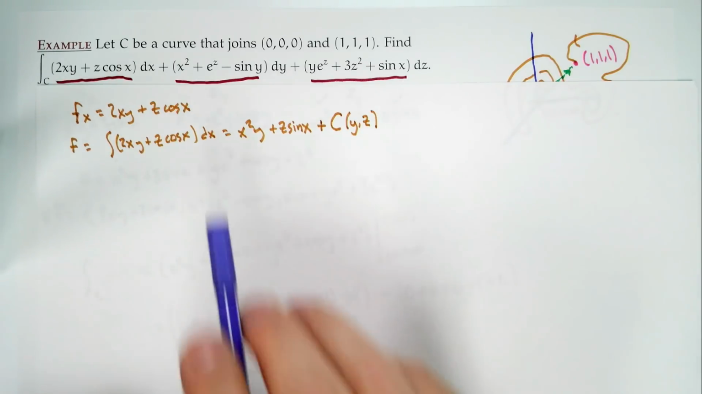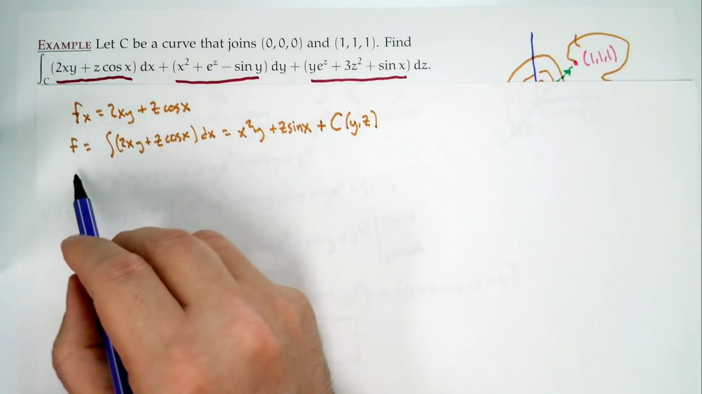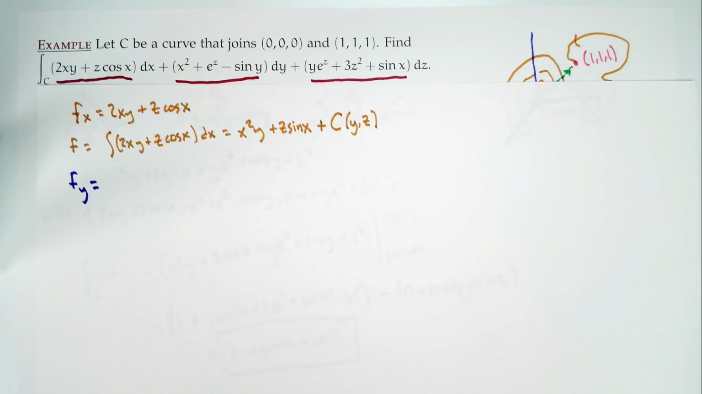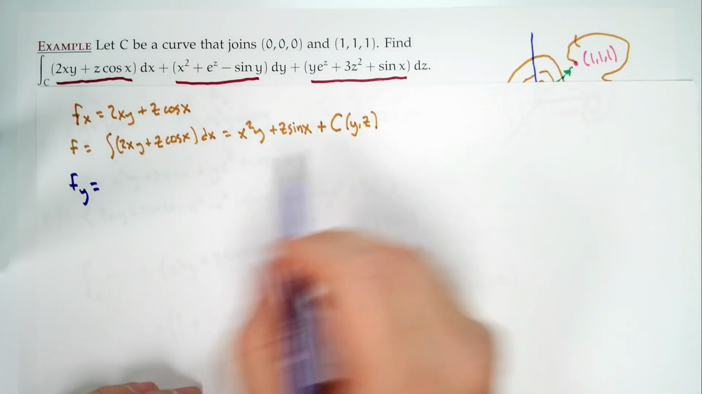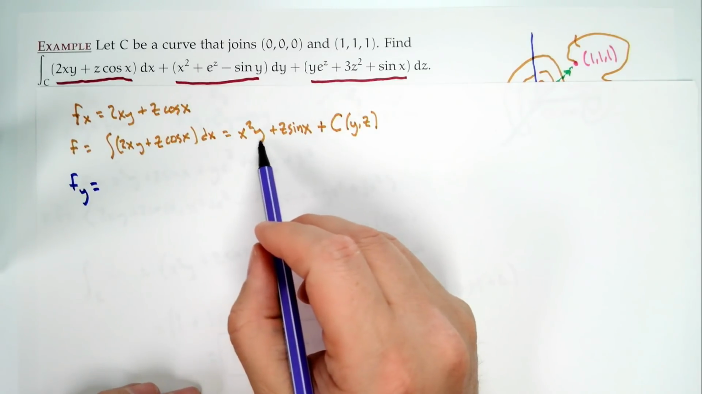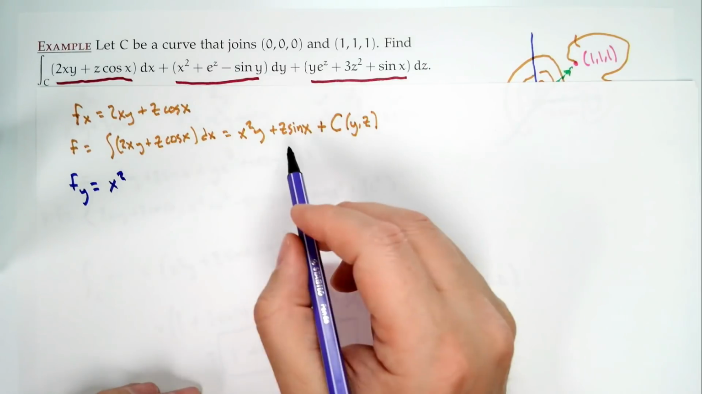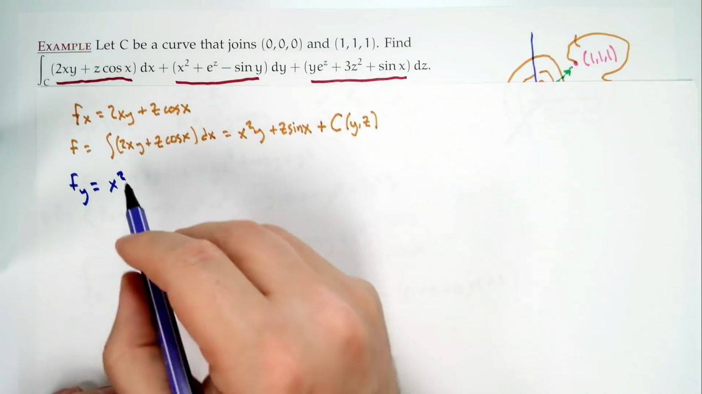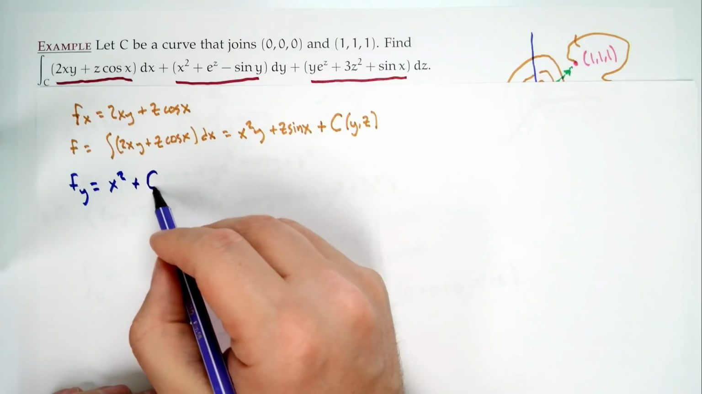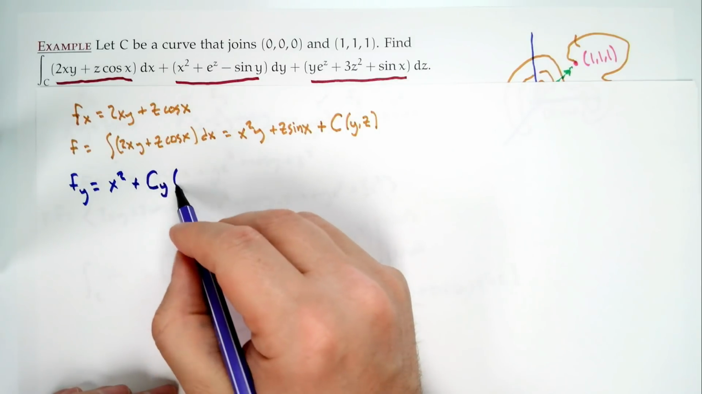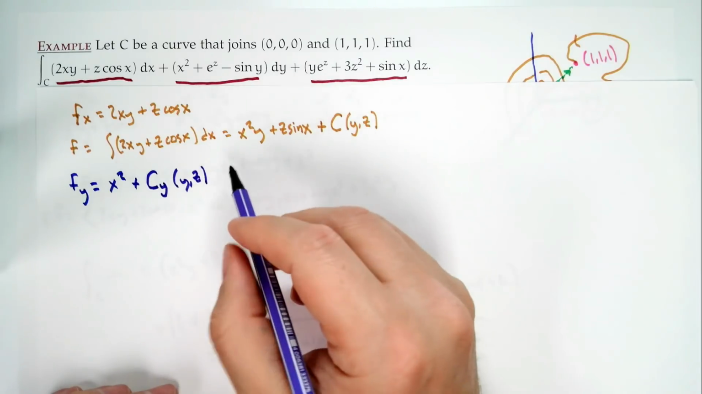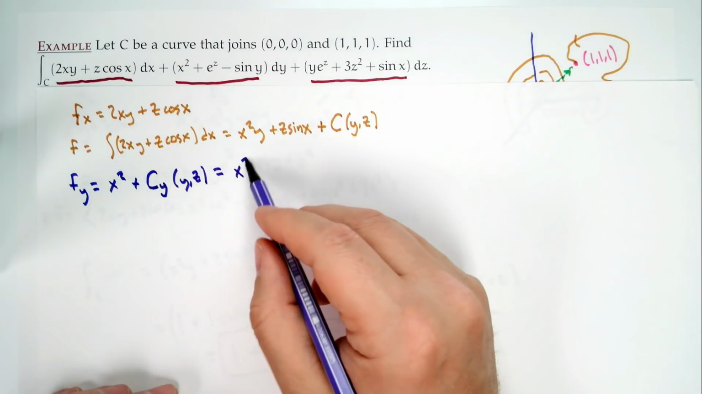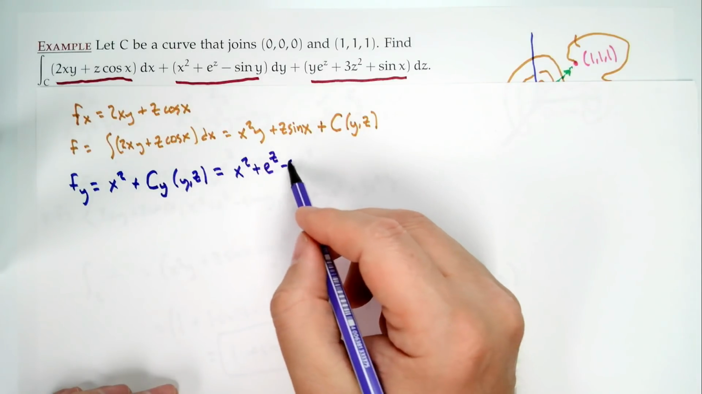Now we go to slot number 2. For slot number 2, I start by saying, well, let's take the derivative with respect to y. So derivative with respect to y, we're going to do in two ways. First off, we come to our expression here, take derivative with respect to y. So I get an x squared y, that derivative is x squared. Derivative of z sine x, well, no y, so it goes away. Derivative of c of yz, well, that's going to be a partial derivative, c sub y of yz. Now, what does this equal? Well, it equals the second slot, x squared plus e to the z minus sine y.